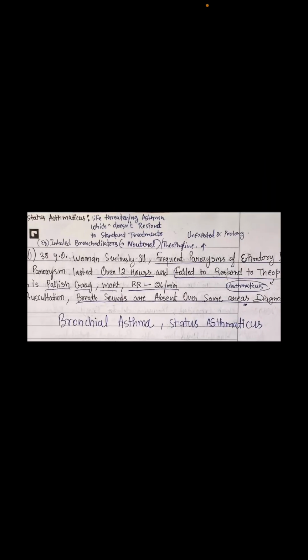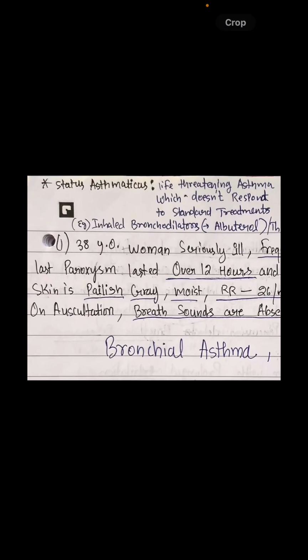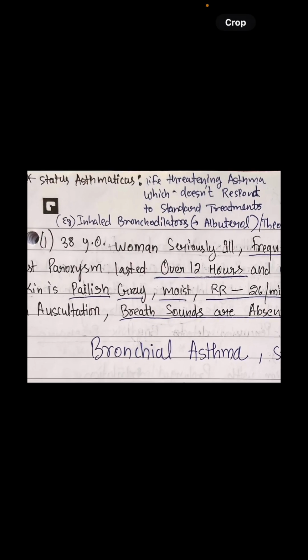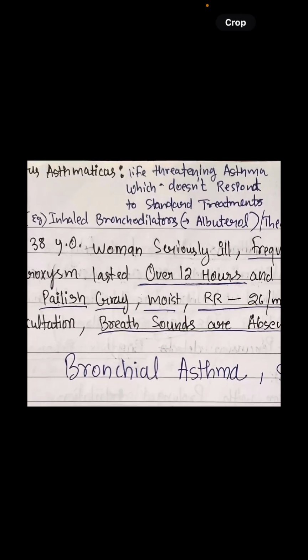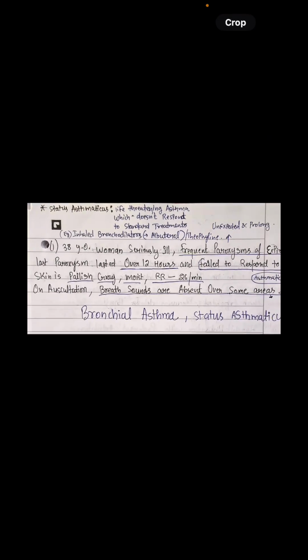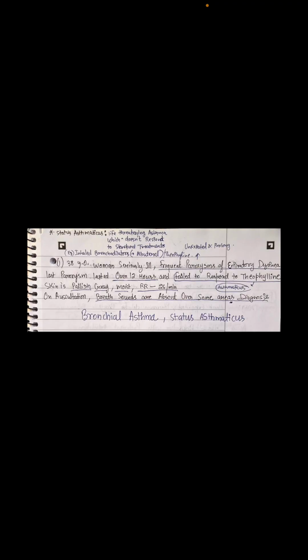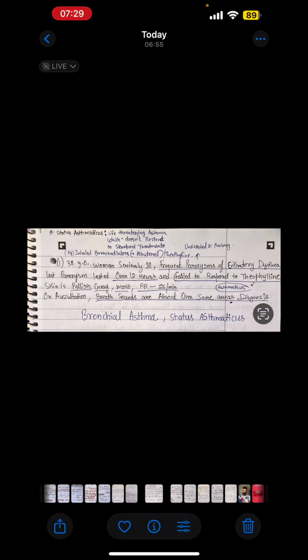Let's see some questions. The first patient is for status asthmaticus. Status asthmaticus is a life-threatening asthma which doesn't respond to the standard treatment. Even if you give bronchodilators, albuterol or theophylline, the patient is not going to have any relief. Let's see the patient. Frequent expiratory dyspnea lasting over 12 hours, failed to respond to theophylline. Theophylline was the standard treatment for these patients. Now the patient failed to respond to this treatment. So this is what we term status asthmaticus.